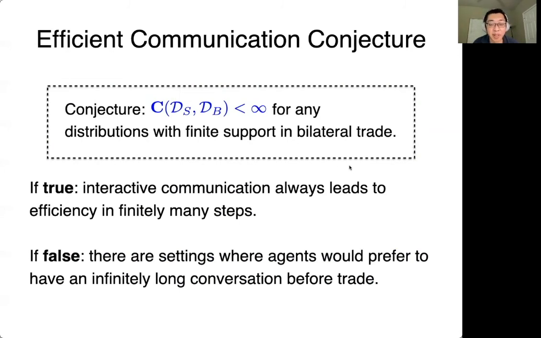And our main result leaves the following question open, and we summarize it as a conjecture. So we conjecture that the message complexity is actually always finite for any distributions with finite support in this bilateral trade setting. And if this is true, then we know that interactive communication always ends in finite rounds, and it's always leading to efficiency. And also, if this is false, then we know there are settings where agents would prefer to have an infinitely long conversation before making a trade.